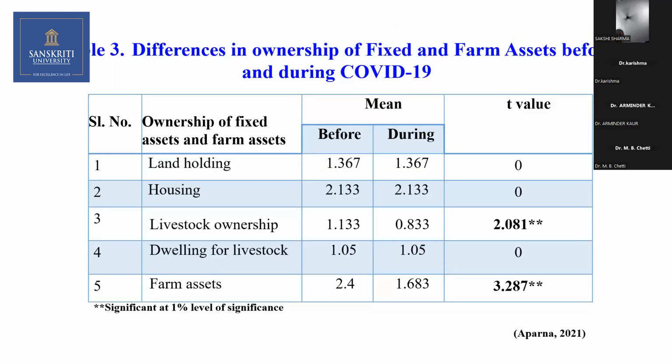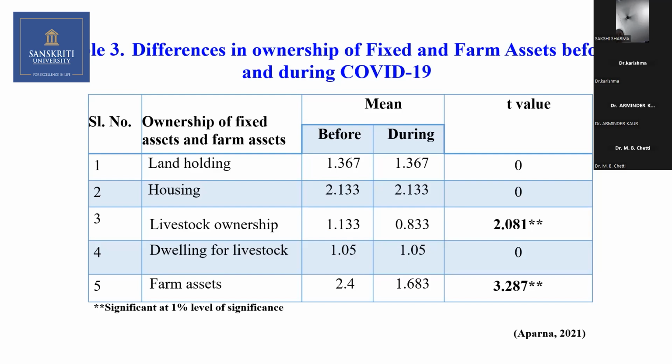Then differences in ownership of fixed and farm assets before and during COVID-19. If you take up the land holding, housing, there is absolutely no change because land holding remains the same. Housing also remains the same. Dwelling for livestock also remains the same. But livestock ownership, it has decreased.